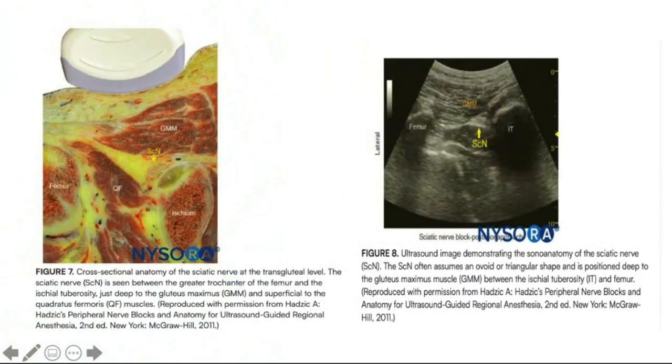So this is the cross-sectional anatomy of the sciatic nerve at the transgluteal level. We can see that the sciatic nerve is between the greater trochanter of the femur and the ischial tuberosity, and it is just deep to the gluteus maximus. This is how it looks under sonoanatomy. Usually the sciatic nerve will appear as a triangular shape, deep to the gluteus maximus muscle.